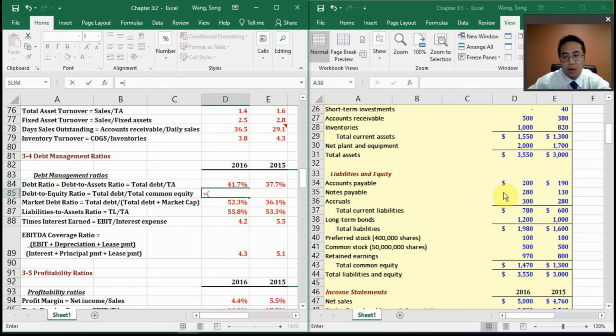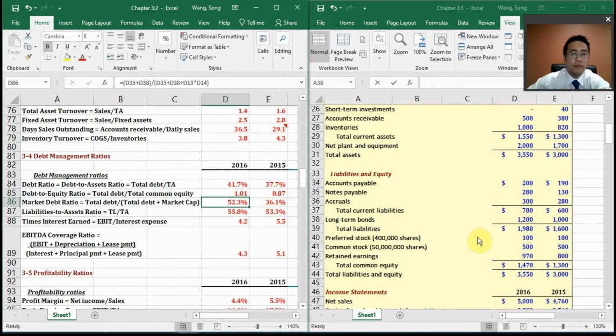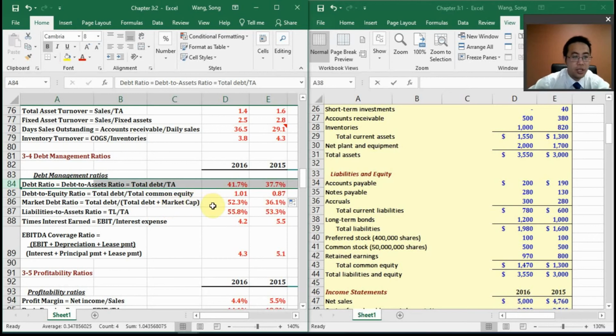I'm going to perform the same old trick again, include both notes and bonds in my calculation of total debt. This time I'm going to use it to divide the total equity. And then the next one is called the market debt ratio. This ratio is different from the total debt ratio because the denominator has changed to total debt plus the market capitalization. CAP stands for capitalization, which is the stock price multiplied by the shares outstanding, or the market value of the equity.